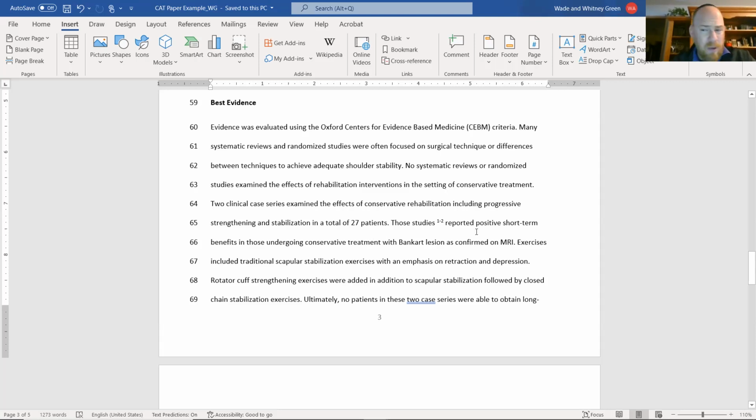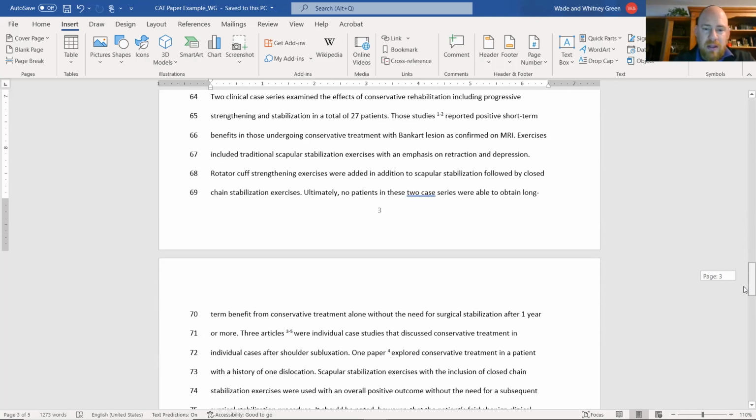So they reported some short-term benefits for those undergoing conservative treatment for Bankart lesion. And I talk a little bit about the exercises there because I want to link this to my clinical question. So they did scapular stabilization exercises, obviously with an emphasis on retraction and depression. We did add in some rotator cuff strengthening exercises in some of these papers, followed by closed chain stabilization. And I do say ultimately, no patients in these 2 case series were able to obtain long-term benefit from conservative treatment alone without the need for surgery. Those are my case series.